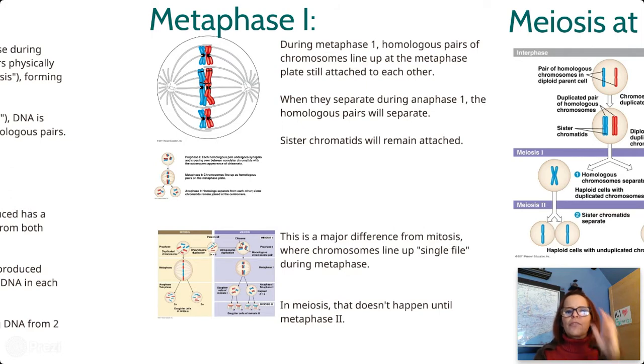Homologous pairs of chromosomes line up at the metaphase plate, also called the equator, still attached to each other. When they separate during anaphase of part 1, the homologous pairs will separate. Sister chromatids will stay attached. What does that mean? That means that when we go to pull them apart in anaphase, they stay in their bivalent form. So the blue bivalent chromosomes are going to go to the left and the red bivalent chromosomes are going to go to the right.